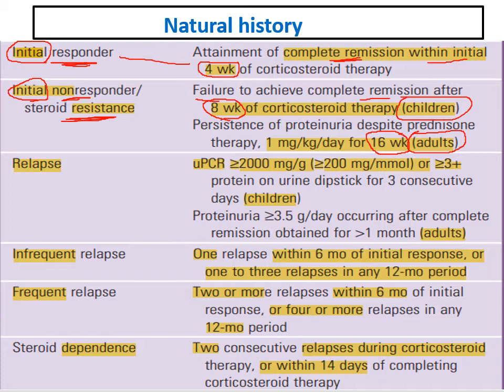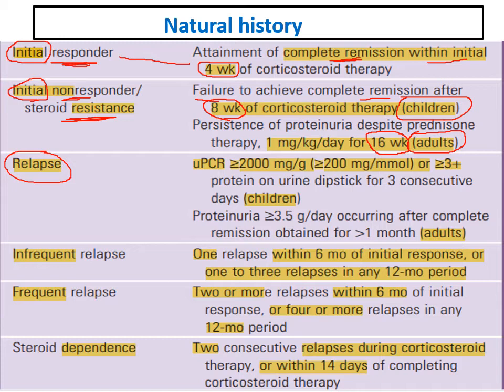After 16 weeks of prednisone treatment at a dose of 1 milligram per kg per day and no response, then I can define this adult as steroid resistant. A relapse. What is the definition of relapse?